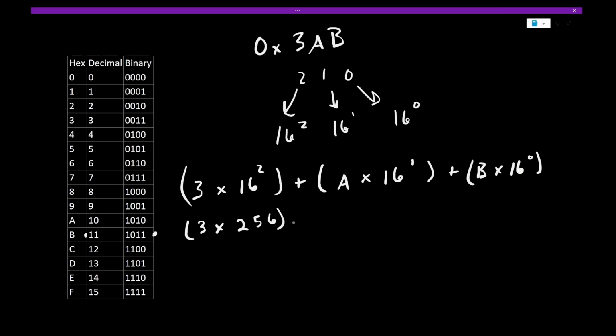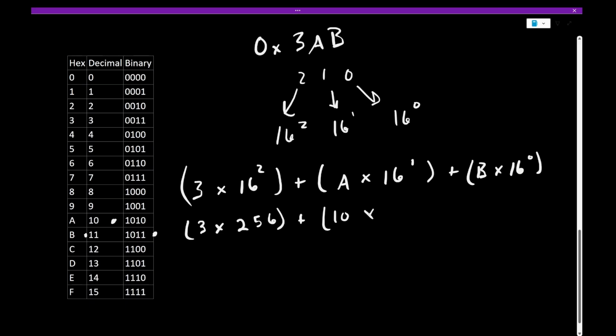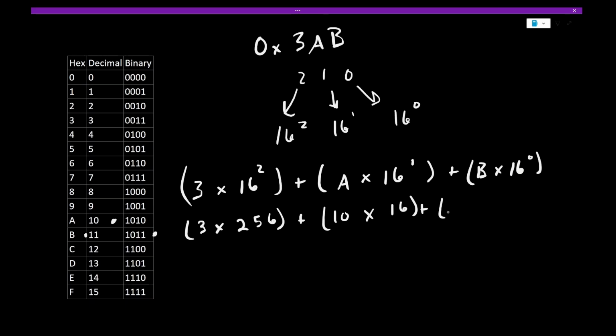256 plus, all right, now let's pause for a second. A times 16 to the 1, that's going to be a number times just 16. But we obviously can't just multiply 16 times a, so let's reference our chart. Let's find the a column. That's 10. So 10 times 16 to the 1 is just 16, plus, same thing with b. Can't do b times 16 to the 0, but b is 11 times 16 to the 0 is just 1.